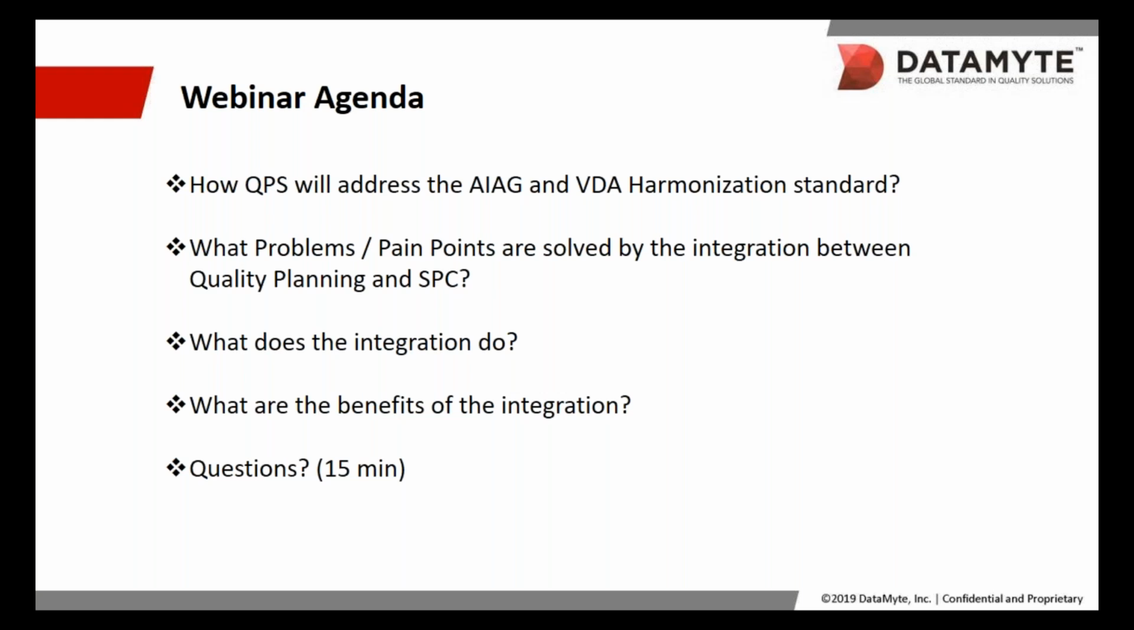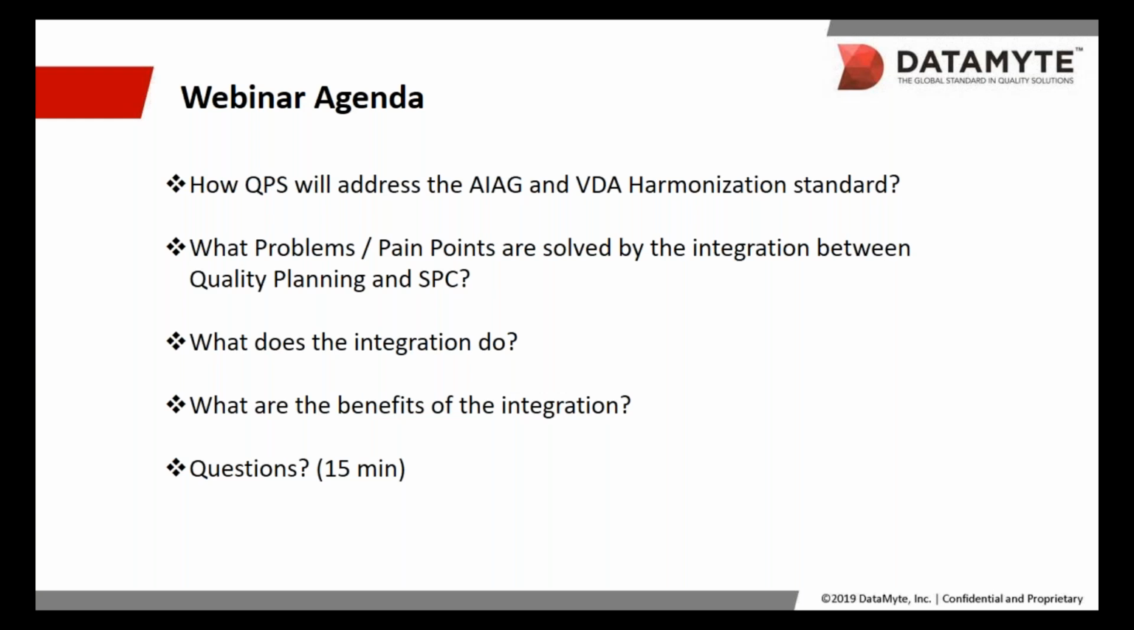So I first want to talk a bit about the Quality Planning Studio next upgrade and the next webinar that we're going to be covering, because many of you that are involved with APQP and with our Quality Planning Studio, you've been anxiously awaiting our update to the new AIAG and VDA harmonization standard. We have completed that release. That will be our 8.4 release, so that is coming.